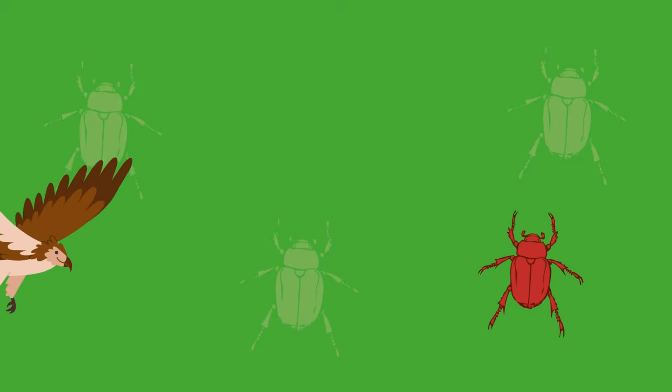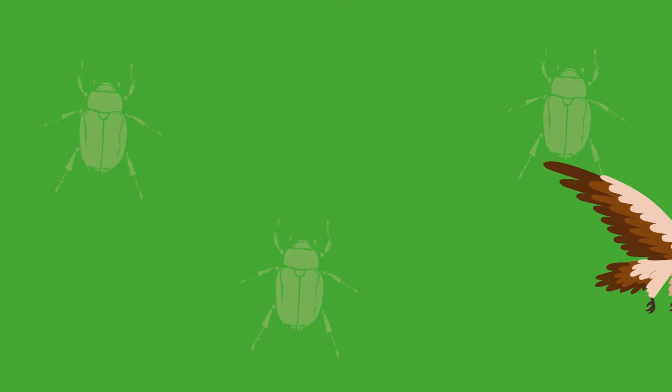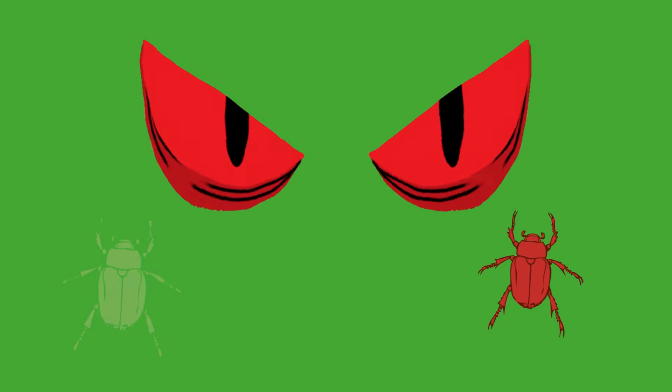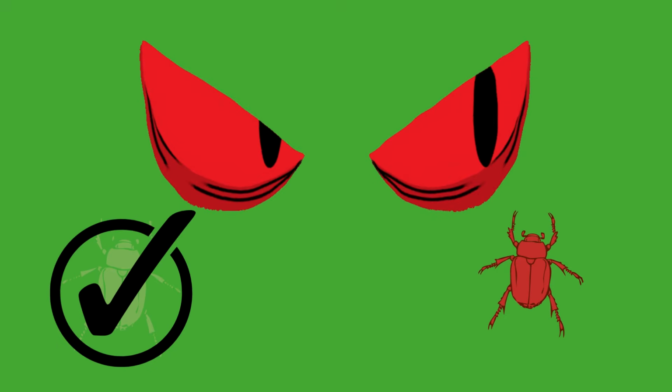Well, the green beetles are camouflaged, so the predator can't see them. So instead, the predator eats the red beetles, since he can see them. Now, there are no more red beetles and only the green beetles exist. The green beetles reproduce, and now there are more green beetles than ever. Because the green beetles weren't getting eaten by the predator, the green color trait survived and the red color trait went extinct, thereby changing the gene pool.